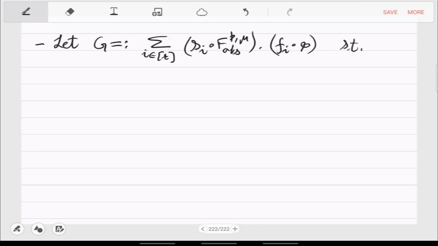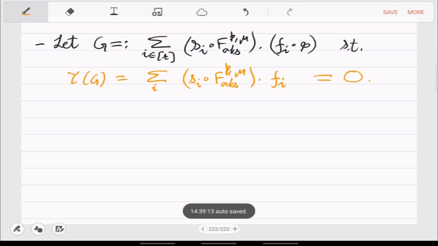Such that tau G, what does tau G do? So tau G just removes the phi in the end. And then it vanishes. Okay. So with phi it was not 0, but without phi this is vanishing. So we have found this polynomial.